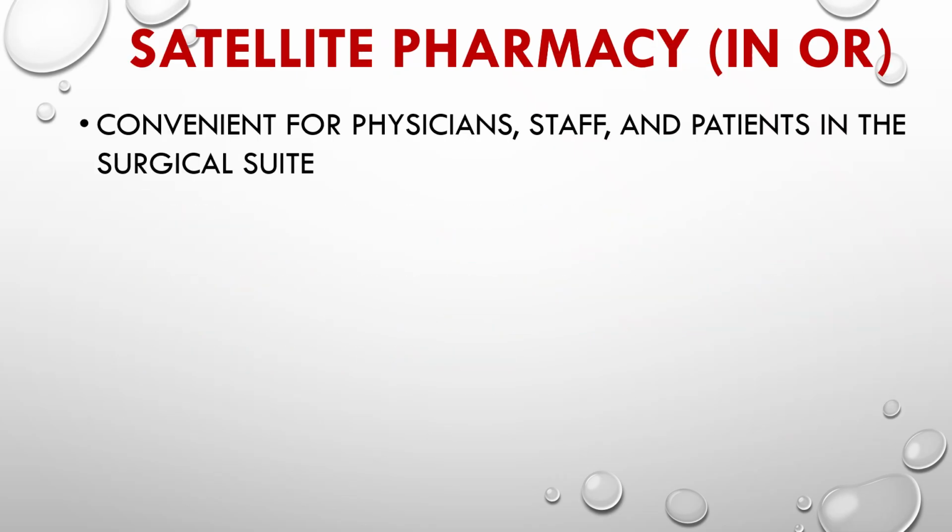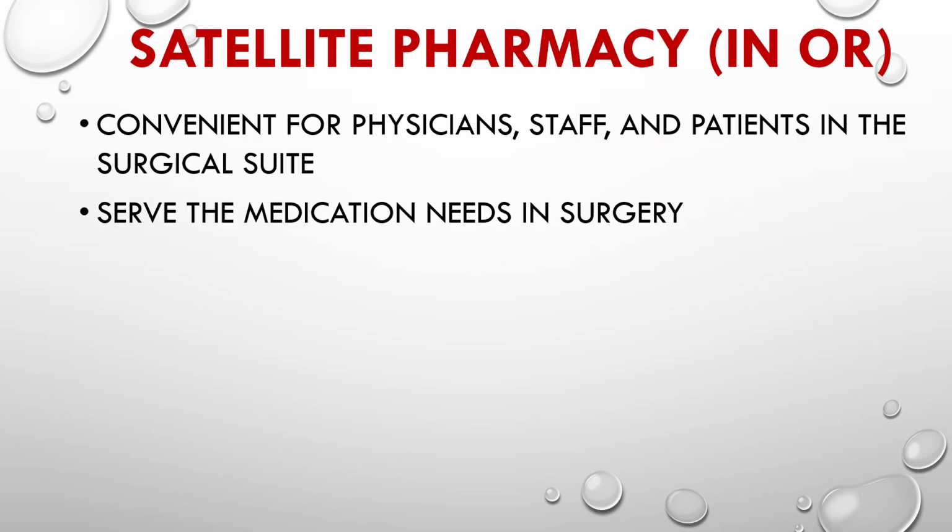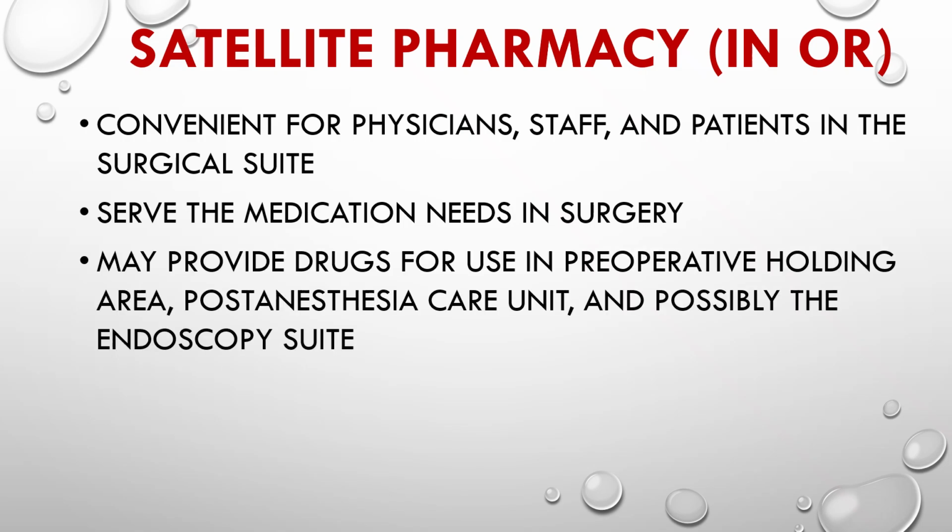Now the satellite pharmacy, like one in the OR, is an example. Some nursing floors can also have these. This is more convenient. They don't have to go to the pharmacy for this. They're a little bit more accessible, so more people can access those. They serve the medications that are needed in surgery. Again, we're not going to have every drug that would be down in the hospital pharmacy, but those common to surgeries. And this can provide drugs for pre-op holding as well, like post-anesthesia care, and even sometimes the endoscopy suite.